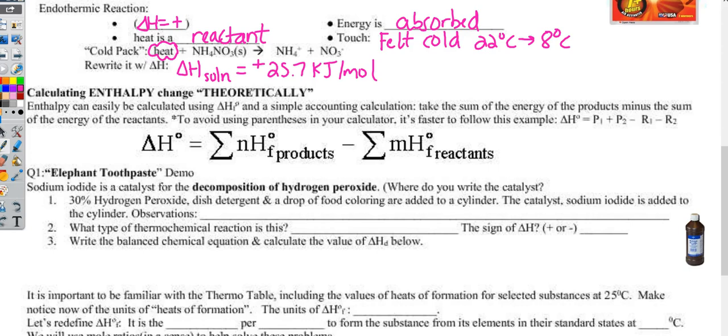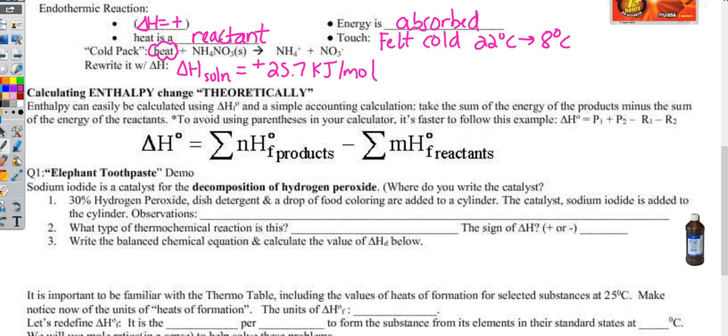All we have to do is take the sum of the products, subtract the sum of the reactants, and that's going to give us our delta H. Okay, now, how does it ever get challenging? Well, you have to include the moles as well, so you need to make sure that you're including those. And the other thing that you need to make sure of is that you're doing your algebra correctly, okay?